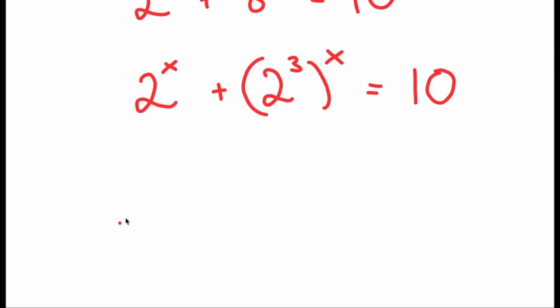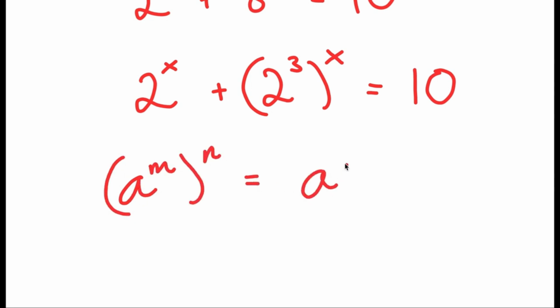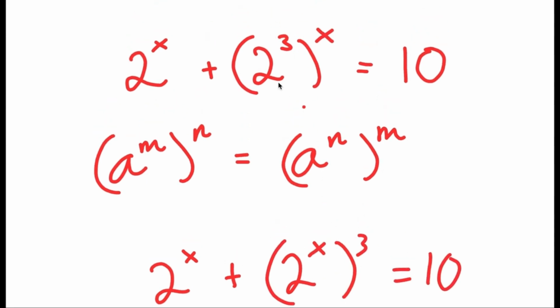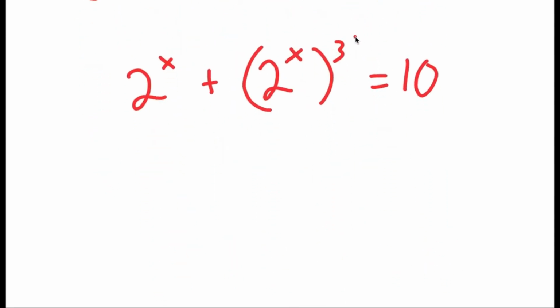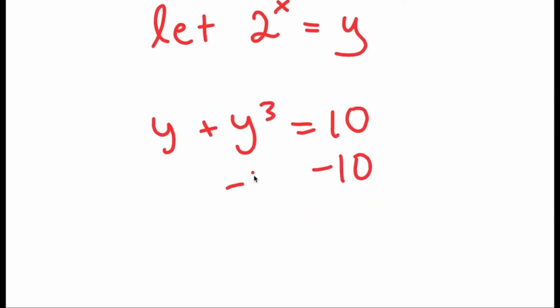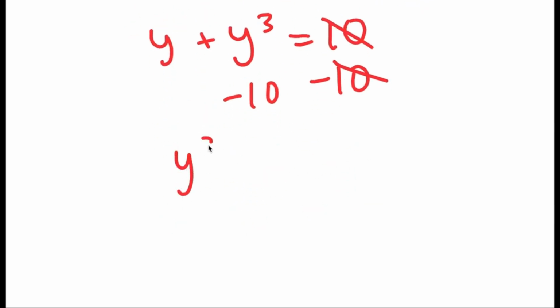Now from here, if I have something in the form (a to the power of m) to the power of n, this is equal to (a to the power of n) to the power of m. So I get 2 to the power of x plus (2 to the power of x) to the power of 3 is equal to 10 because I switched the places of 3 and x. Now from here, I'm going to let 2 to the power of x equal to the variable y. So now I get y plus y to the power of 3 is equal to 10, and if I subtract 10 on both sides, I get y to the power of 3 plus y minus 10 is equal to 0.